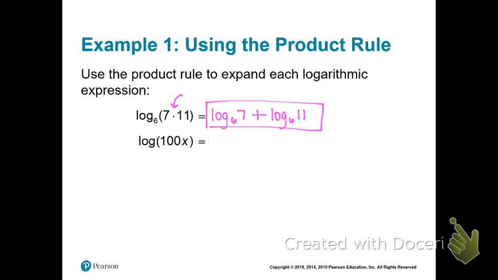All right, the second example there, log of 100x. Don't forget, anything side by side means multiply. So even though I didn't put a little times thing in between the 100 and the x, we know that the 100 and the x are being multiplied. So we're going to take log of 100 plus log of x. Now in this one, because it's log of 100, I think we can work it out.